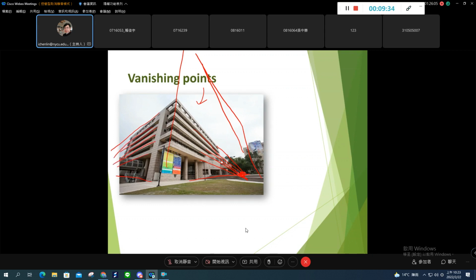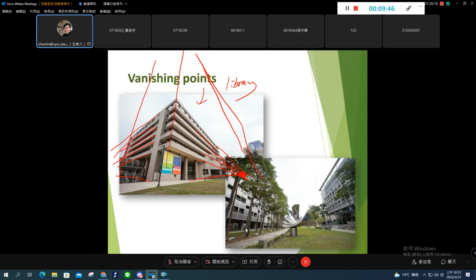Okay, and so we also have this kind of intersection upward, and so this is the library, right? And this is another view on the Hsinchu campus. You can see that we have a road here, and whenever you extend those lights, they will intersect somewhere, and even the building can intersect with this point.